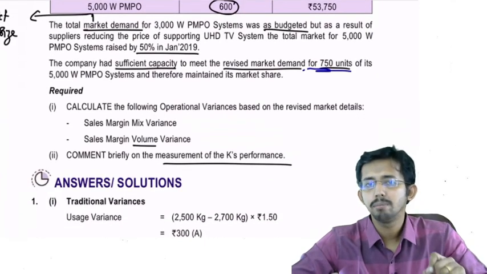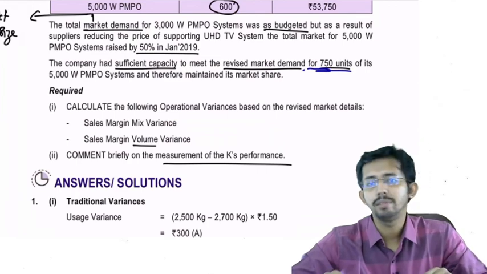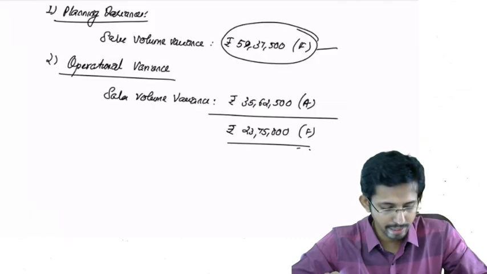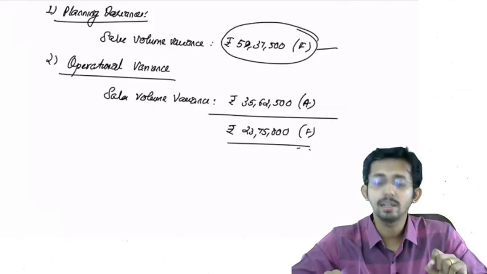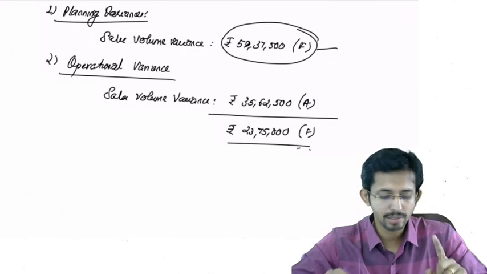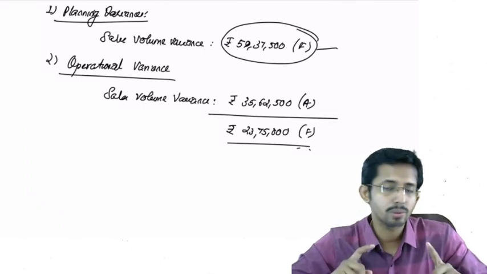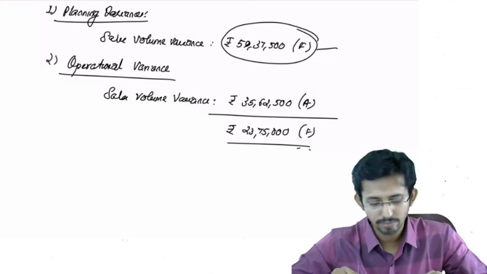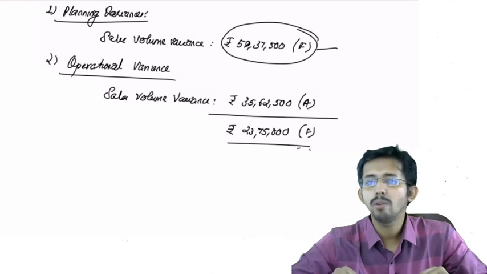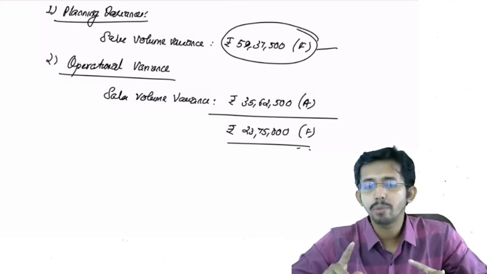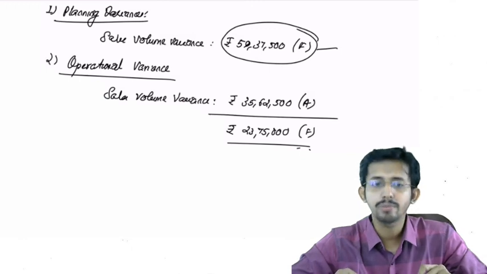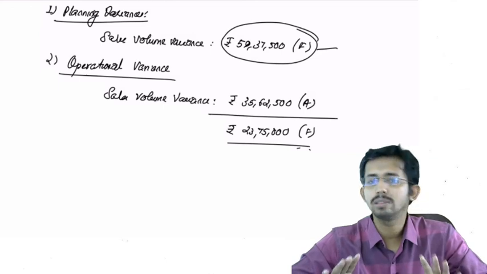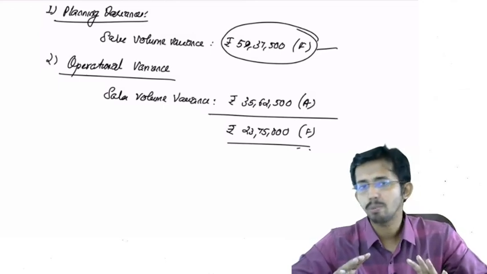Therefore, Mr. K has underperformed and has resulted in an adverse variance of rupees 35,62,500, as against his claim of a favorable variance of 23,75,000. Is it clear? So that is the comment you can give based on the performance of Mr. K, who is the sales manager.